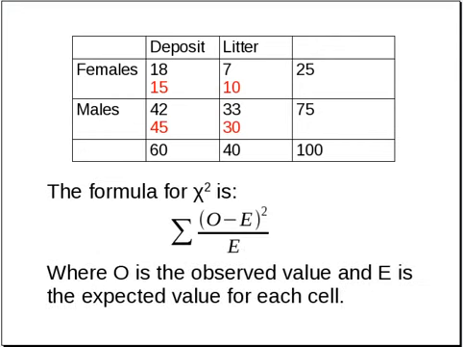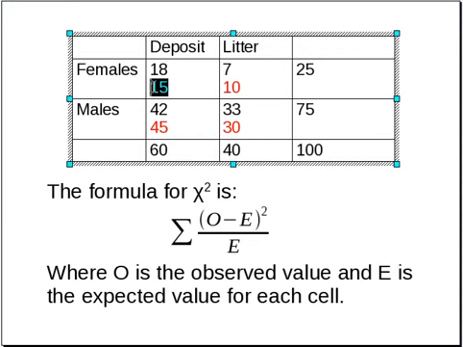So now we have to have a formula for computing the chi-squared statistic. And the way we'll do this is for every cell, we'll take the observed number and subtract the expected number, square that, and divide by the expected number. So it's the sum over all the cells of the observed minus expected squared divided by the expected value.